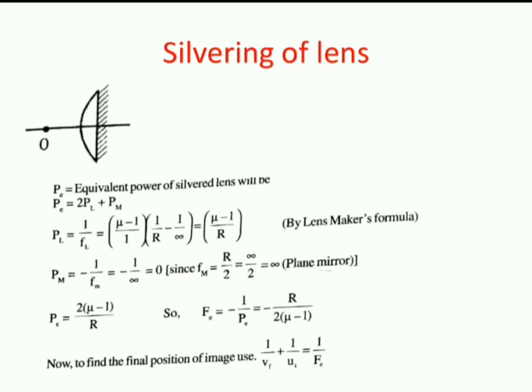power of mirror. So we know how to calculate the power of a lens, by making use of the lens maker's formula. And the power of a plane surface is 0. For a plane mirror, power is 0. Substitute the values, you will get the equivalent power. And after you get the equivalent power, the reverse of this will give you the focal length of the mirror, because this whole system will behave like a mirror since the rays are retracing their path. So what is the focal length of the mirror? Give a minus sign, it's R by 2 into mu minus 1. And you will always use the mirror formula, not the lens formula, after silvering a lens.